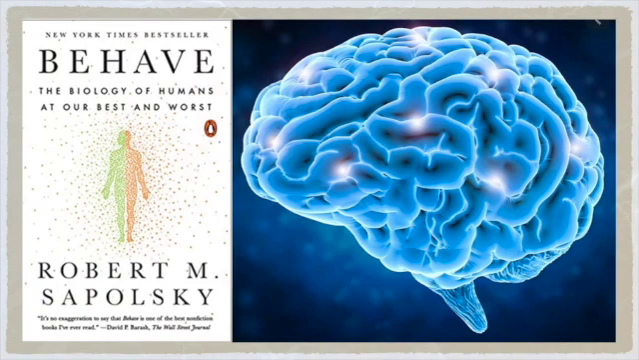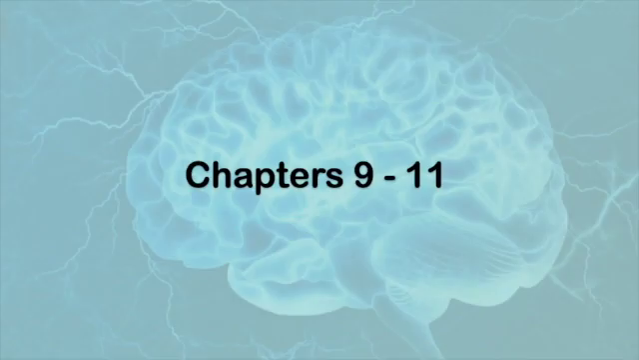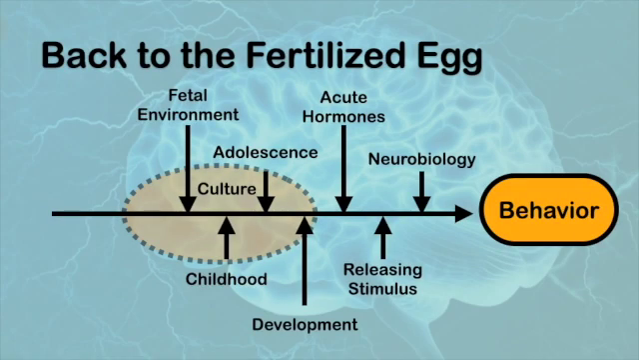Welcome to the third and final video discussing the book Behaviour by Robert Sapolsky. We will review chapters 9 through 11. Then I'll have a couple of slides about additional concepts discussed in the book. We now go back in time to the fertilized egg.